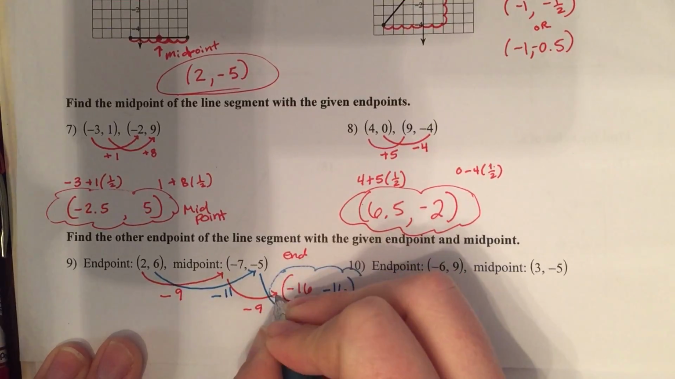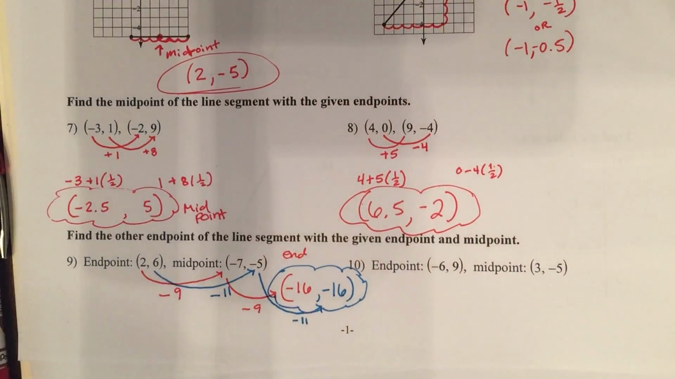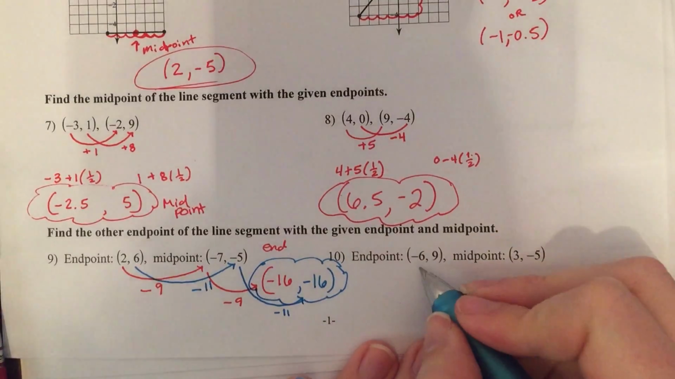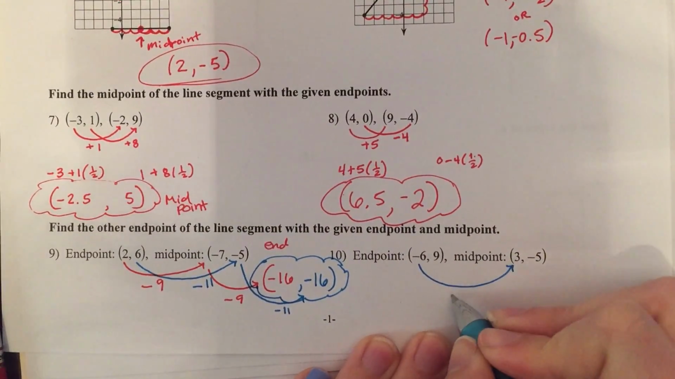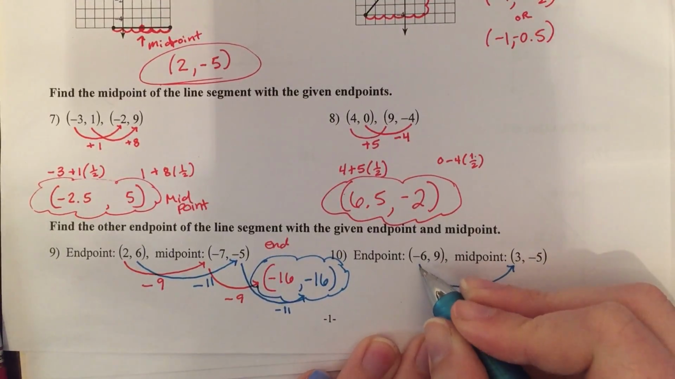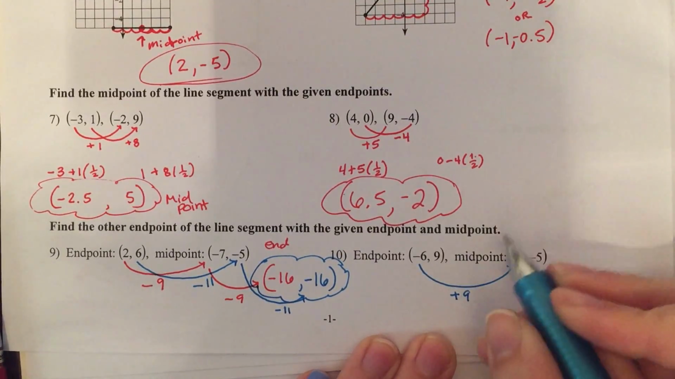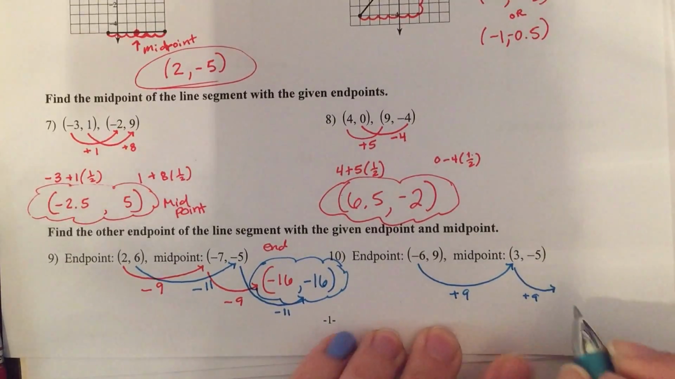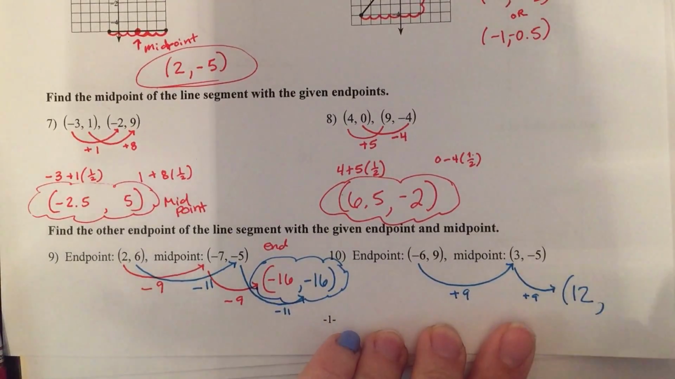That was weird. Let's try it again. -6 to +3 means I have to add 6, 7, 8, 9. -6 plus 9 would give me 3. Add 9 again. 9, 10, 11, 12 is my x.